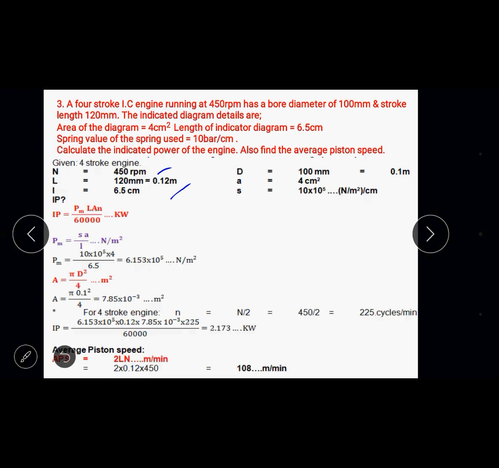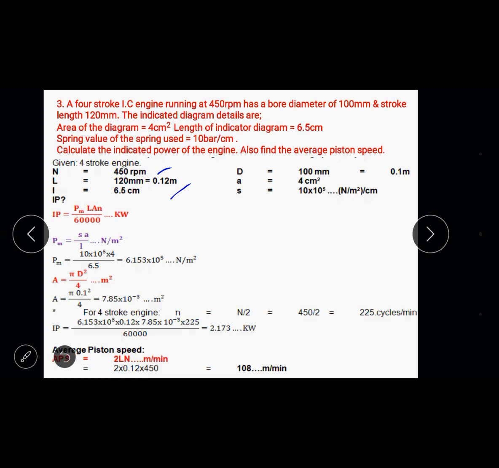So area of the diagram is given, small a is given. These are the indicated diagram details: area of the indicated diagram, length of the indicated diagram, spring value. As I told you, these are parameters related to mean effective pressure. In this problem, PM, the mean effective pressure, is not given directly. It is given in the form of indicator diagram details. Spring constant, area of diagram, and length of indicator diagram, small a and small l, these 3 parameters are given. In terms of these 3 parameters, you can find out mean effective pressure.